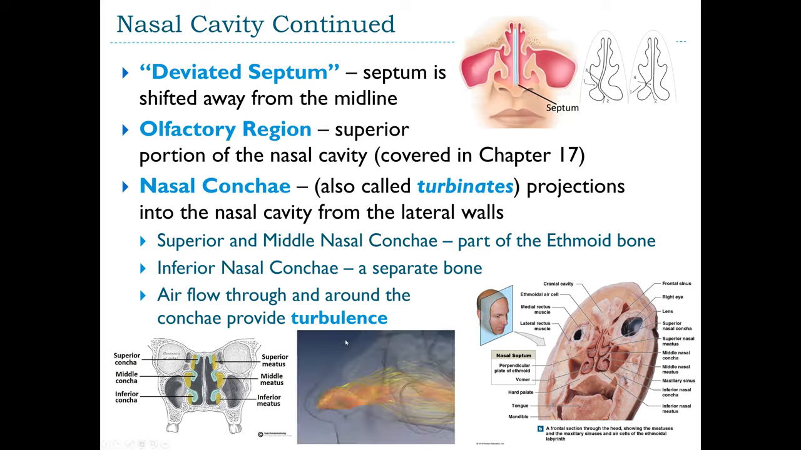And so here is a picture again to kind of show the turbulence. So in this particular image, each different little air molecule is shown by a different ribbon. So instead of just coming in the external nares and going straight back, you can see how they kind of flip and turn and twirl and twist. And that is the turbulence caused by the conchae, which again, the purpose is to keep the air in contact with the nasal mucosa for a longer period of time.